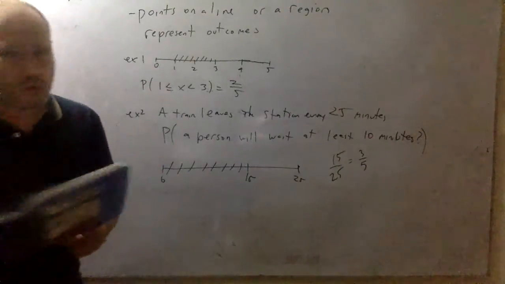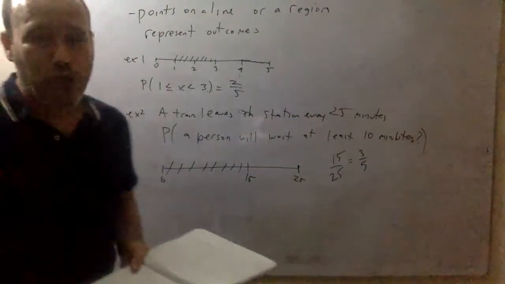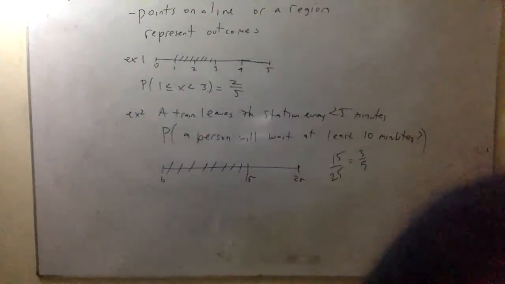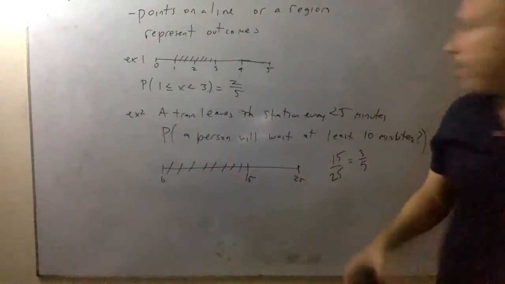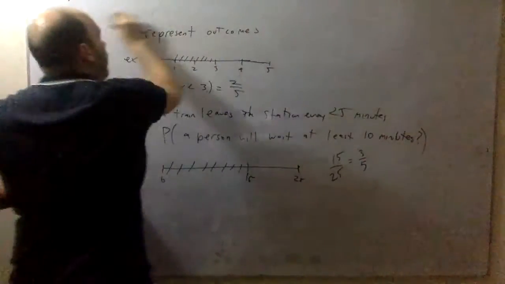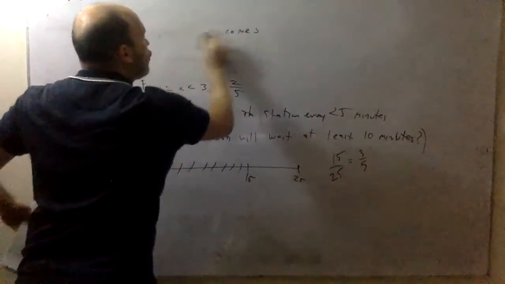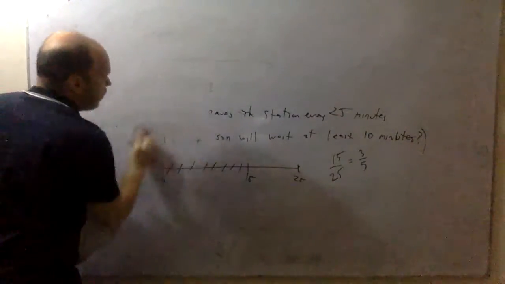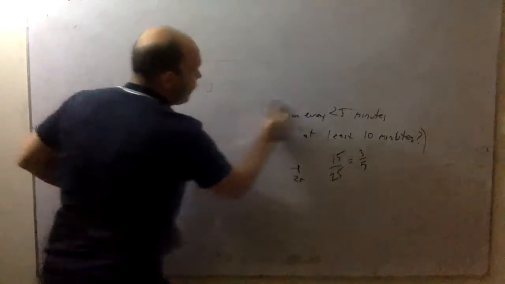We could also do geometric. When we talk about geometric probability, we can also look at regions, like shapes inside of shapes, and then you just have to review your areas and stuff.